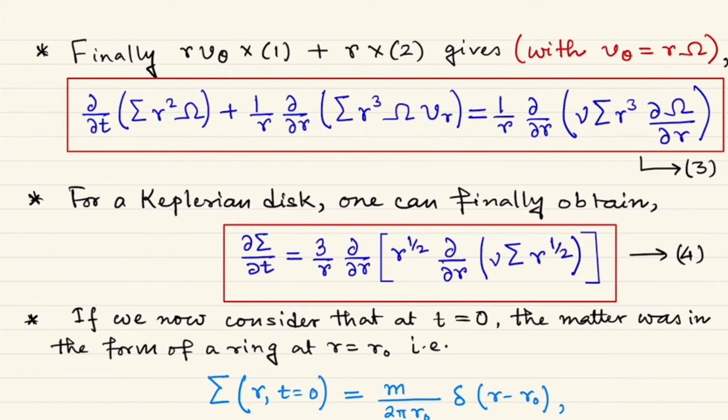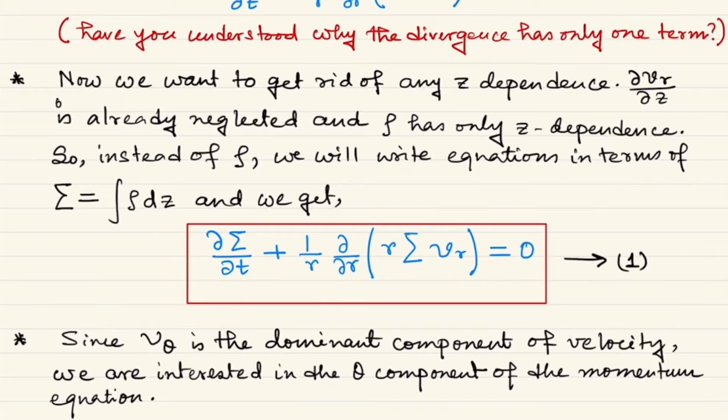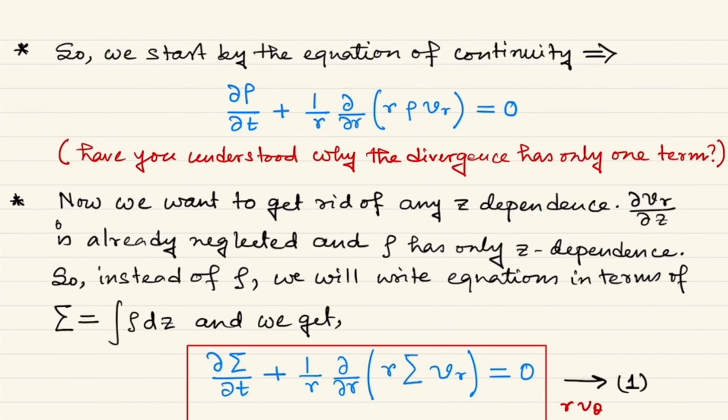Now here we can do something to find the evolution of the angular momentum of the disk. Because the disk is rotating, we can be interested in understanding the evolution of the angular momentum, and that can be obtained with one trick: you multiply r times v theta with this equation, and you simply multiply r with this equation. So this is equation 2 and this was equation 1.